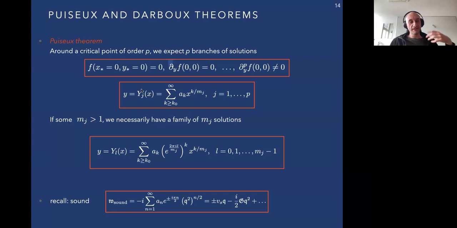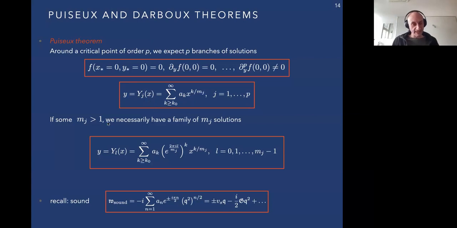Now, what one expects is that around this point, there will be p branches of series solutions. Okay, so what I mean more precisely, there's y as a function of x. Now there are p branches, so there's an index j that runs from 1 to p, and it's a series with some coefficients, and the expansion parameter is x to the power of k over m_j. Now, this is solid. This is what happens. This is a general theorem.